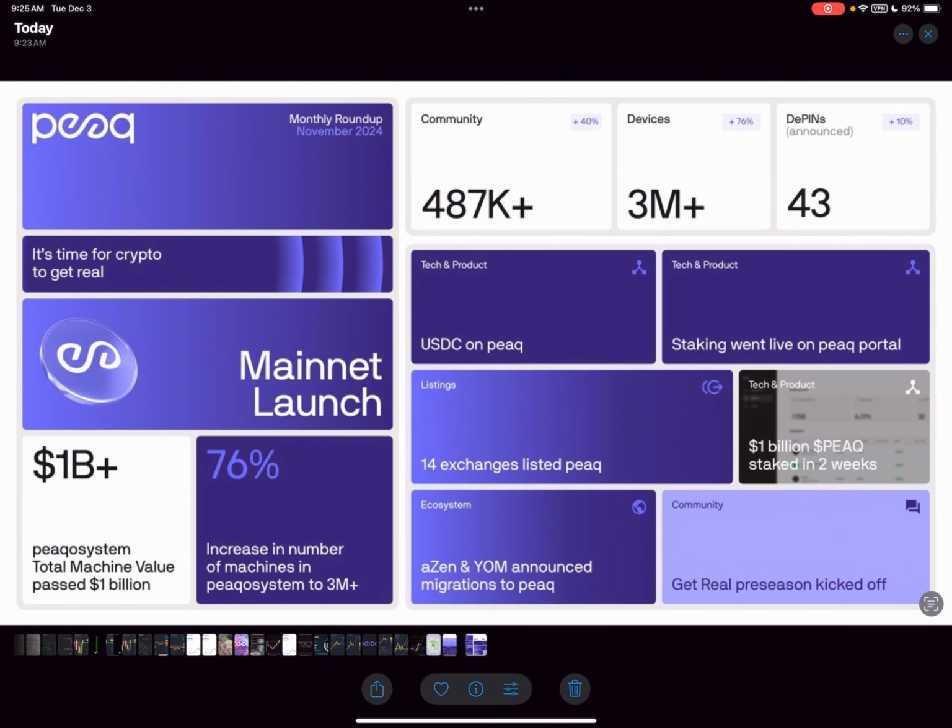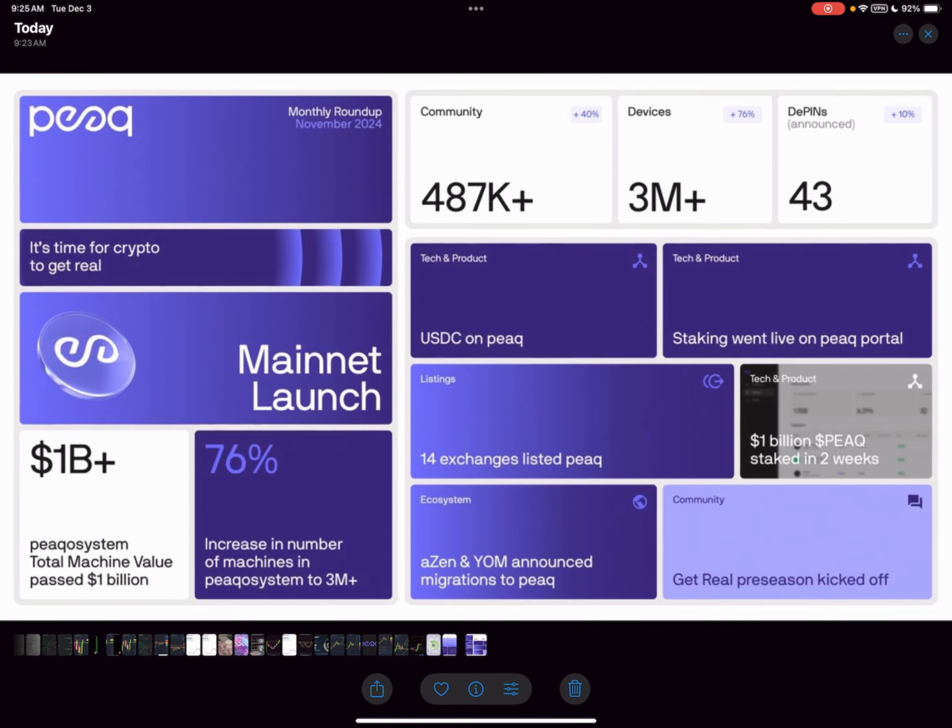Now look at this. This is what they've done in the month of November. This is monthly roundup for November. Community, they got plus 40%, 487,000 more community members. Devices, 3 million plus more devices. They're up 76% for the month. Deepins, 43 more deepins. Right?